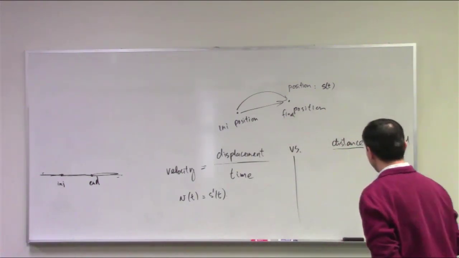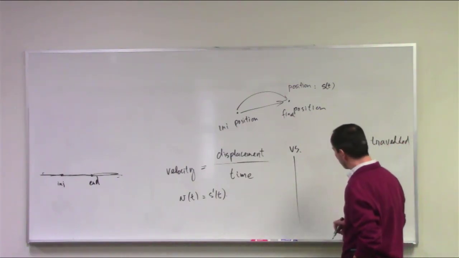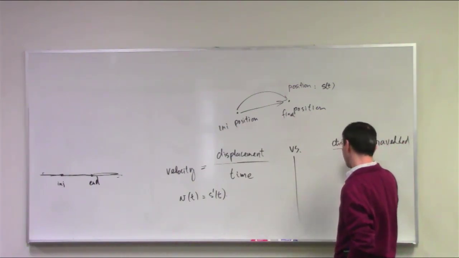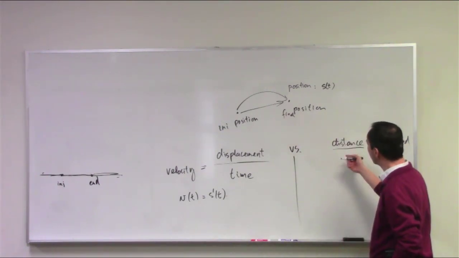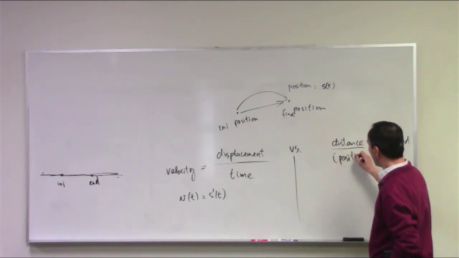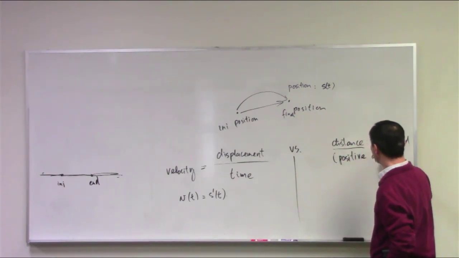Okay. But the distance that you have traveled is also some kind of changing position, but it's not the same as displacement. I have pointed it out. It's all positive amount. That's one thing. Distance has to always be a positive quantity.